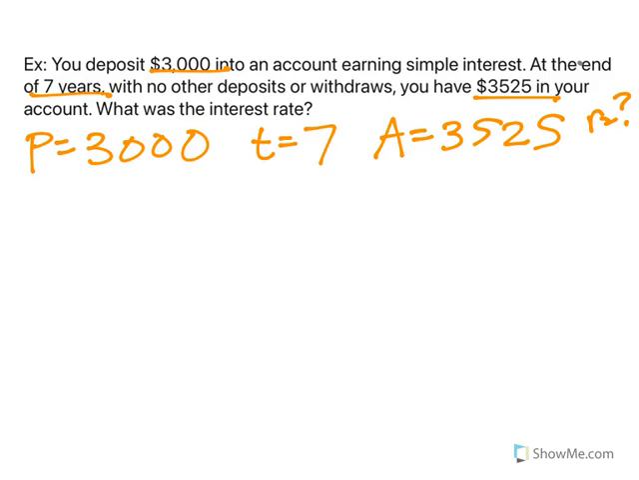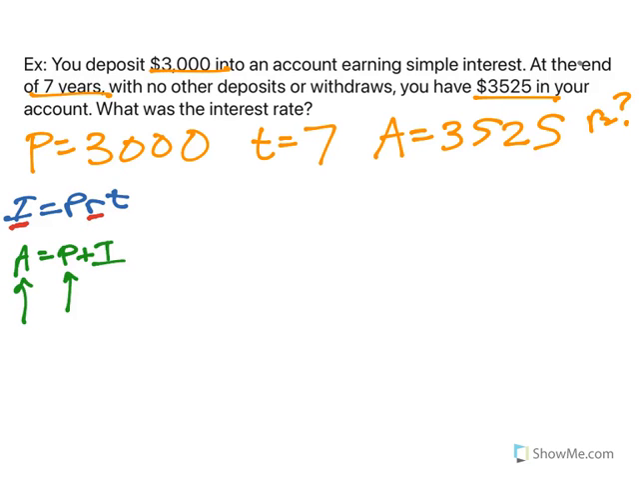Okay, so let's think about what we know. I have a formula, I equals PRT. Well, that's bad because I don't know I or R, so we can't use that right now. Maybe later. I have A equals P plus I. I can use that because I know A and P.